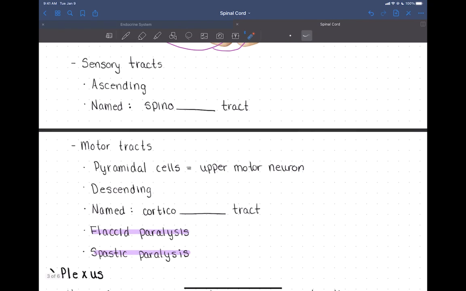And then for our motor tracts, remember these are our pyramidal cells that start in the primary motor cortex. That pyramidal cell is typically called the upper motor neuron, which we're going to talk about in our next chapter. They descend through the spinal cord, and sometimes these are going to start with cortico, meaning they're starting in the cortex. An example of this would be the corticospinal tract, meaning it goes from the cortex to the spinal cord.